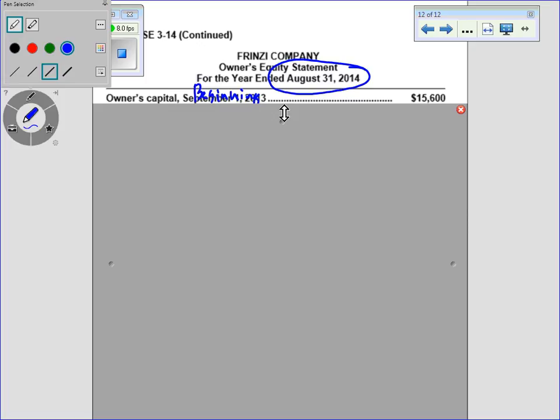Okay, I don't see any extra investments, but what money does the owner get to add on to that? Net income. Add net income. Are there two columns again? Okay, okay. Add net income.